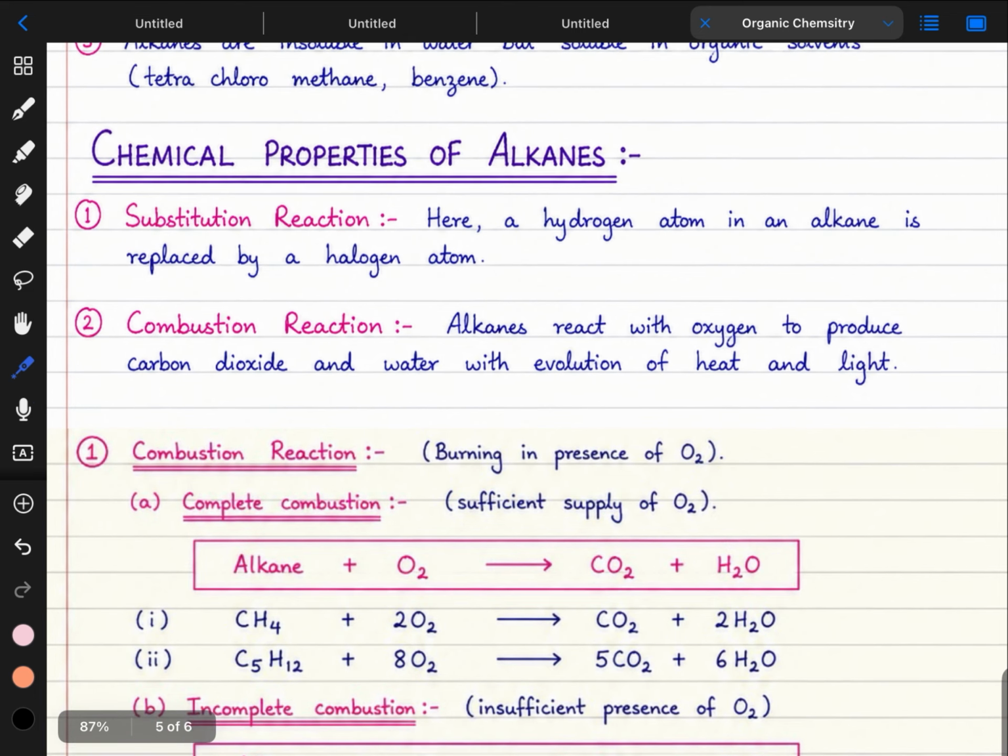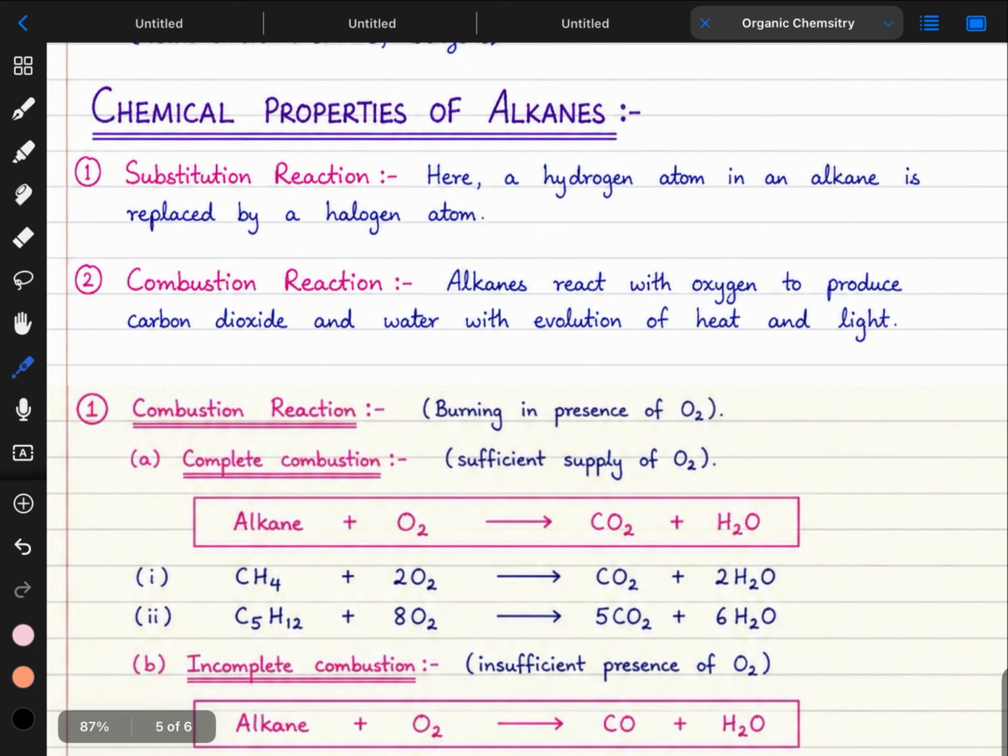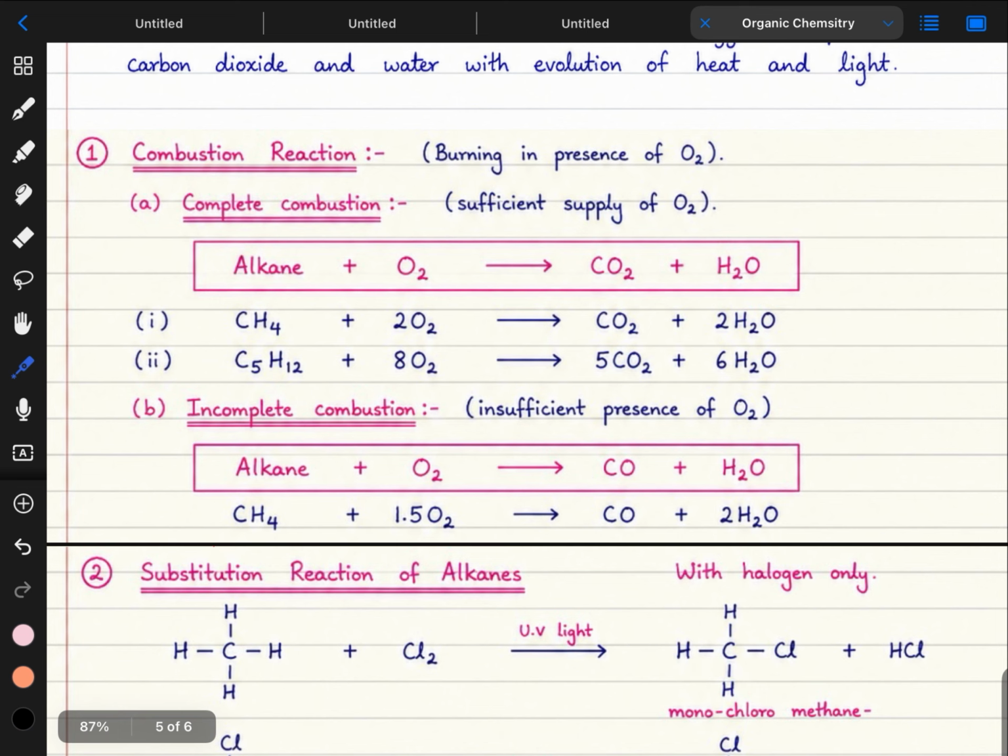Now, another thing to focus upon is the chemical properties of alkanes. In total, there are 2 chemical properties of alkanes. The first chemical property is the substitution reaction, in which a hydrogen atom in an alkane is replaced by a halogen atom, only a halogen atom. Second one is the combustion reaction, in which alkanes react with oxygen to produce carbon dioxide and water with evolution of heat and light. The combustion reaction is of actually 2 types, complete combustion and the incomplete combustion.